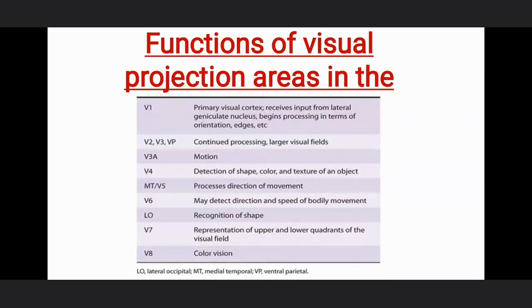Likewise, LO, lateral occipital, recognition of the shape. And MT, medial temporal, detection of direction of movement. VP, ventroparietal, continued processing, large visual fields. And V8 for the color vision.